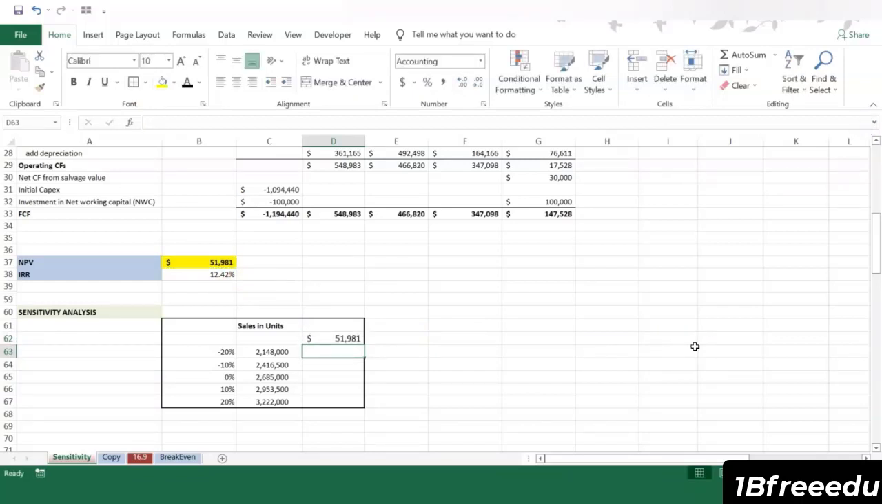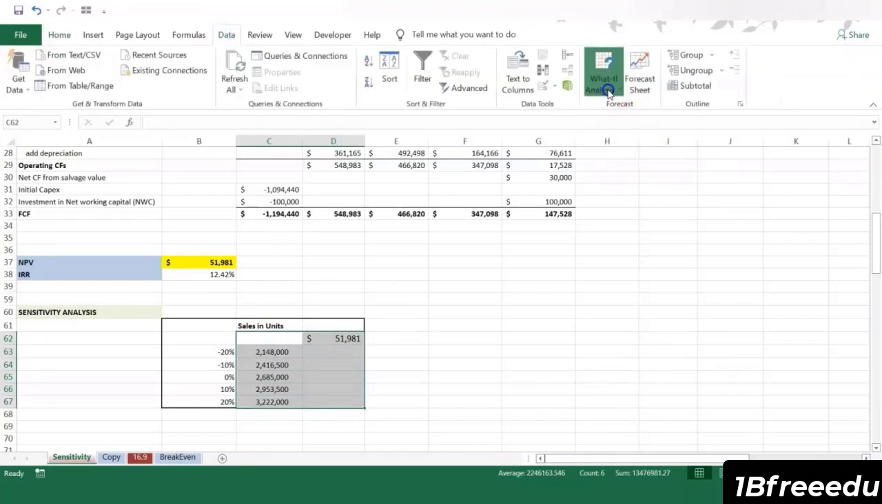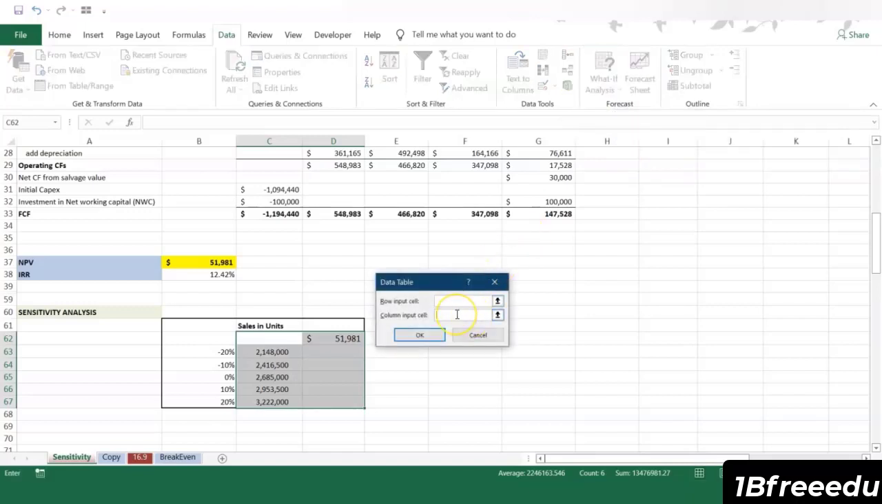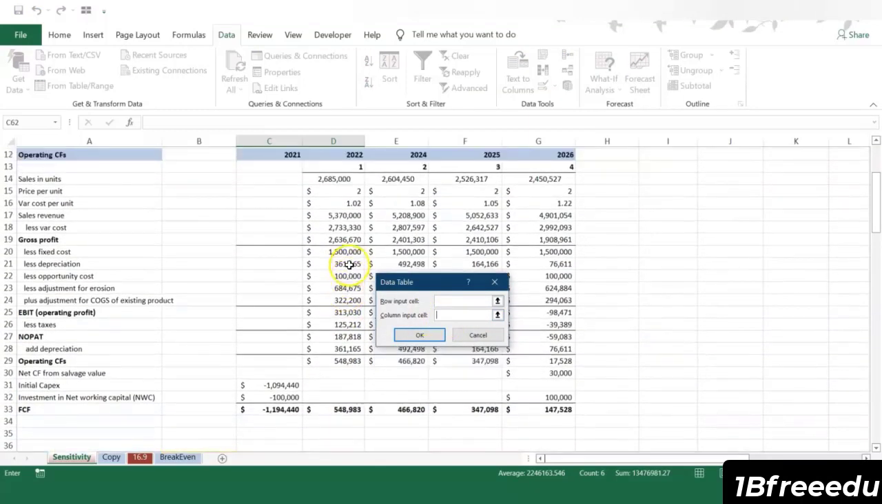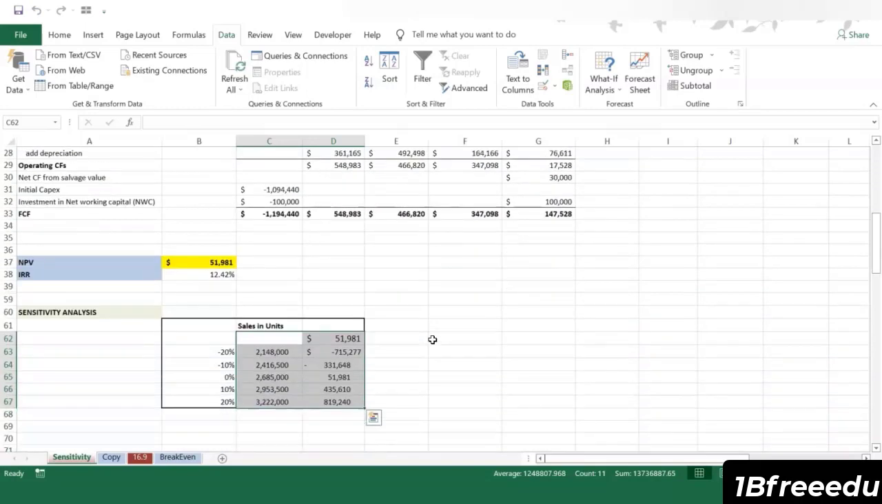Excellent. What we're going to do now is select the entire table, click on Data, What If Analysis, and then click on Data Table. In this case, we only need the column input number because this is how we created our table. And for the column input cell, this would be our original sales in unit cell, which is D14, and you would click OK.